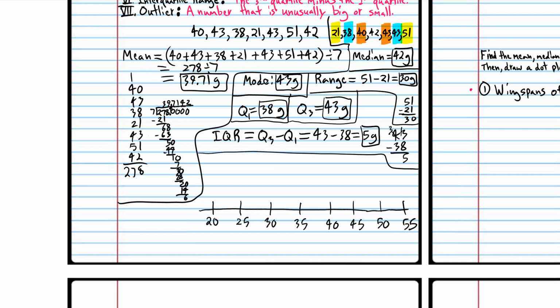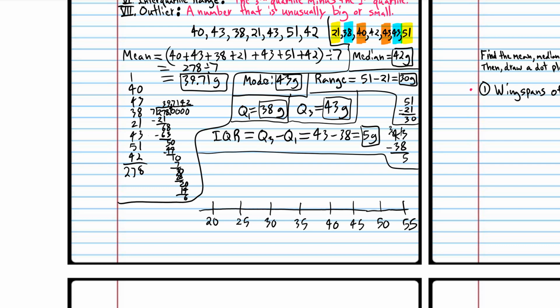So going up, starting at 20 and going up by 5s all the way to 55, it looks like that's going to work. But if your scale doesn't look like it's going to make sense, if the scale makes the graph too small, or if it makes it too big, then obviously you have to redo the scale. That's up to you to figure that out.